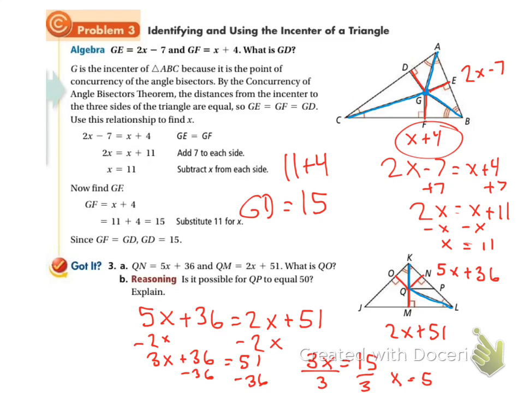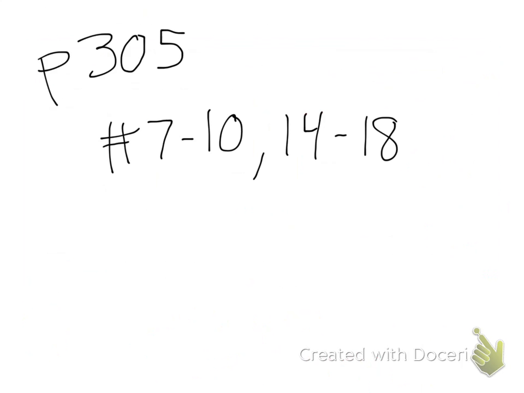They want to know what QO is. Well, I don't have an expression for QO, but I know that it's congruent to QN and QM. So I'm just going to plug into one of those, and I'll plug in over here. We'll do 2 times 5 plus 51. So that's 10 plus 51. So that's 61. So QO is equal to 61. As is all the other ones, right? QN is also 61 and QM is also 61. And there's your homework.